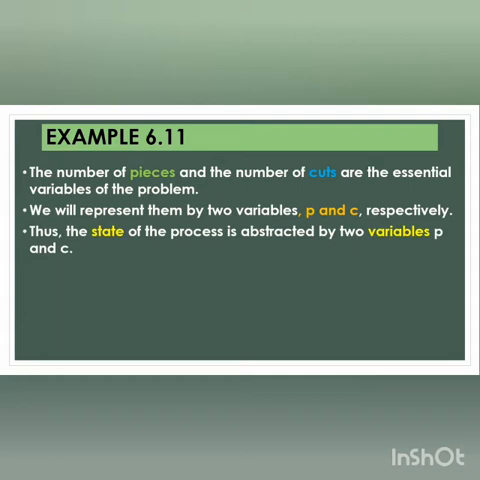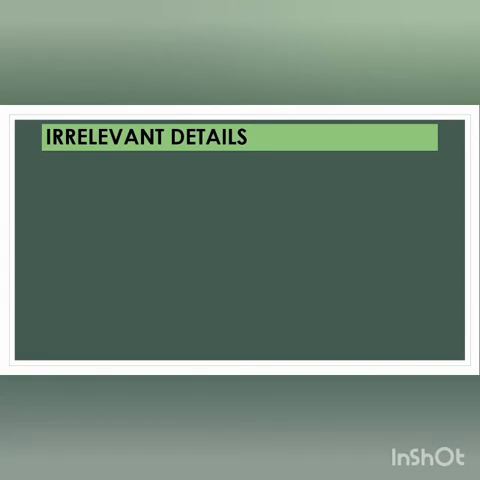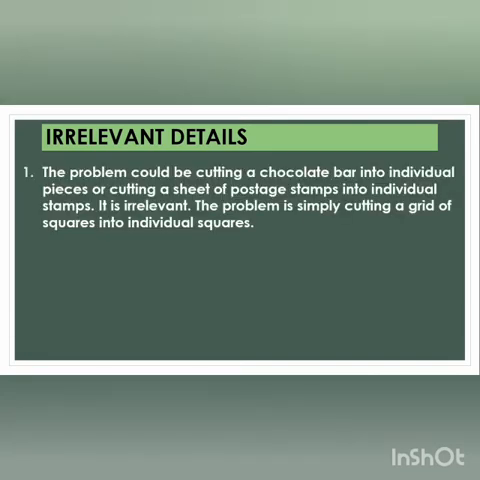That is the final state here. Let us see the irrelevant details. The problem could be cutting a chocolate bar into individual pieces or cutting a sheet of postage stamps into individual stamps. It is irrelevant. The problem is simply cutting a grid of squares into individual squares.